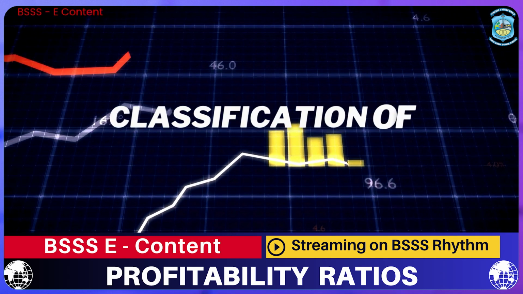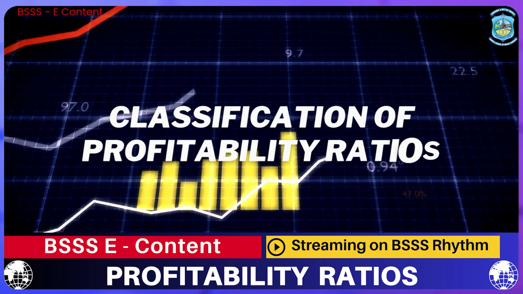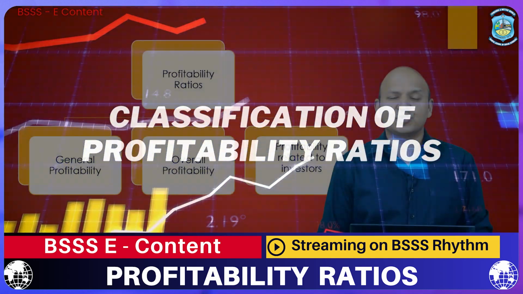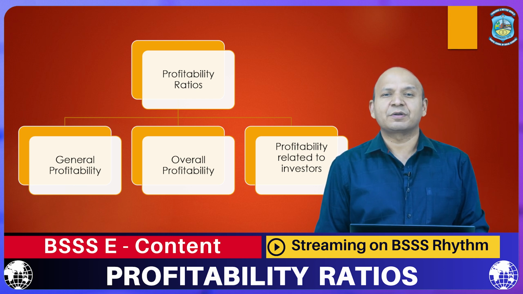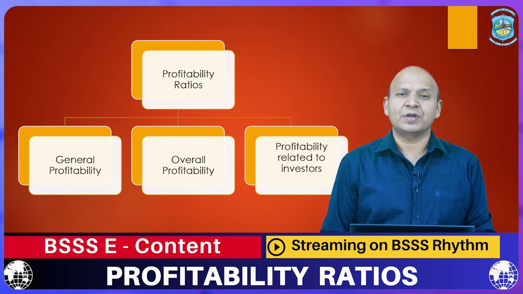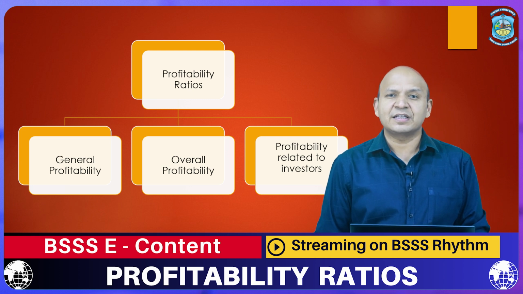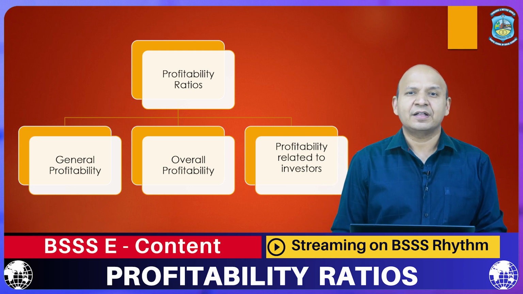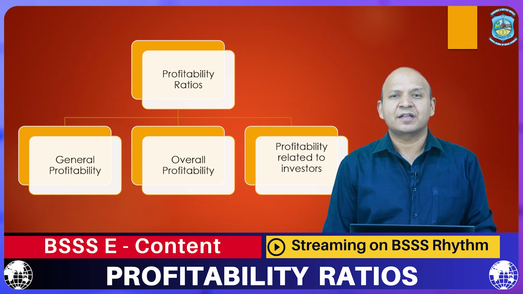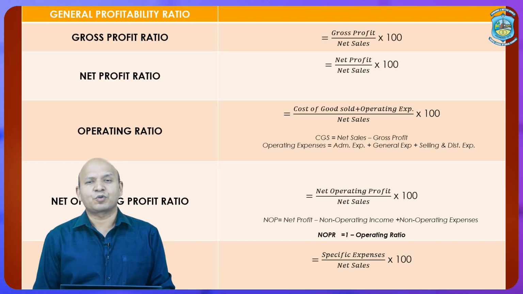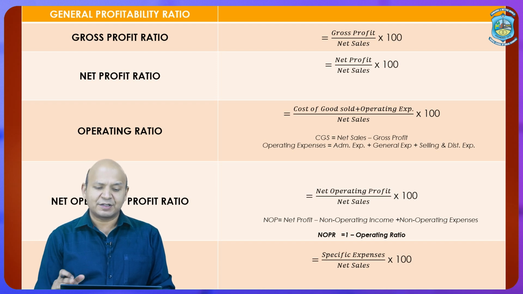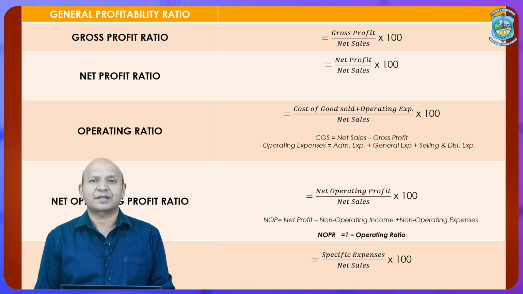Profitability ratios can be broadly classified under three heads: general profitability ratios, overall profitability ratios, as well as profitability ratios related to investors. In this module, we will be covering the first segment, that is general profitability ratios. Under general profitability ratios, these are the formulas that we will be discussing.